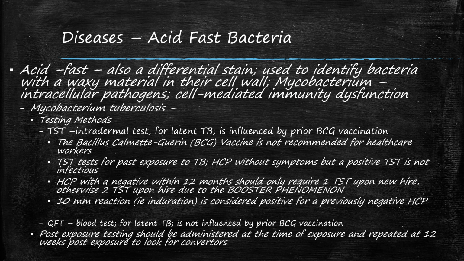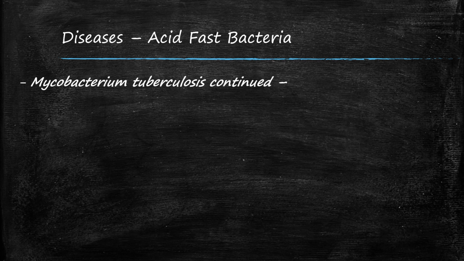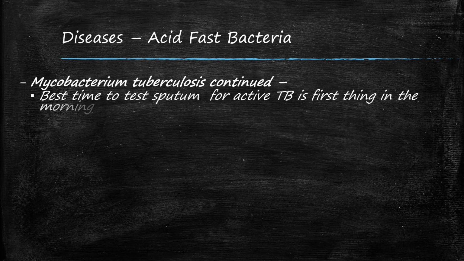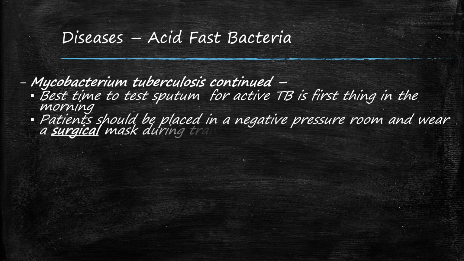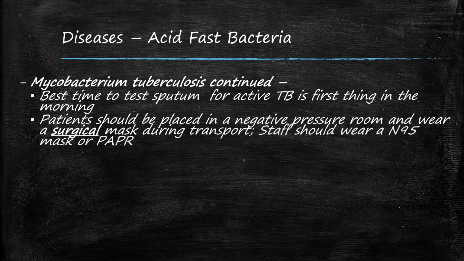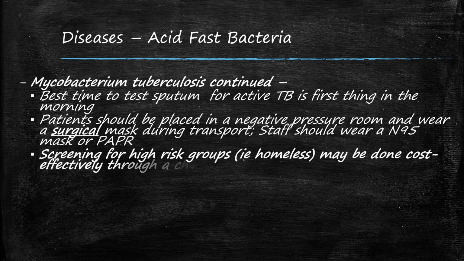The QuantiFERON blood test is the second testing method that we do for latent TB, and also is not influenced by prior vaccination. Past exposure testing should be administered at the time of the exposure and repeated 12 weeks later to look for conversion. So continuing on with Mycobacterium tuberculosis, if we're testing a patient for active TB and we're looking at the sputum, we want to get sputum cultures in the morning. Patients should be placed in a negative pressure room and wear a surgical mask during transport. Patients haven't been mask fit tested, so we put a surgical mask on them, and then staff that have been mask fit tested wear either the N95 or the PAPR. Screening for high-risk groups, like the homeless, may be done cost-effectively through chest x-rays.